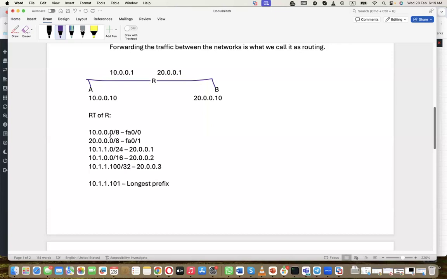Now let's assume that the packet is going to 10.1.1.101. Now three entries are matching. The fourth entry will not match, right? So this will match, this will match, and this will match. In this case, which entry will be used for making the forwarding decision? 8, 16, or 24? 24 will be used because the prefix length is the longest. Got it? Is that clear?